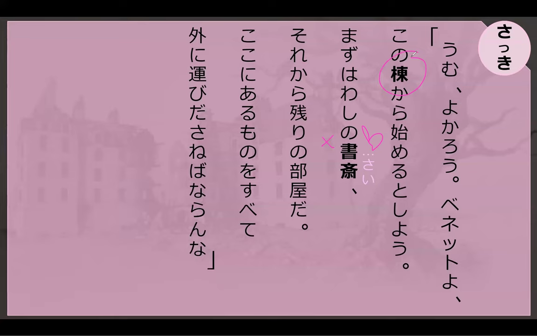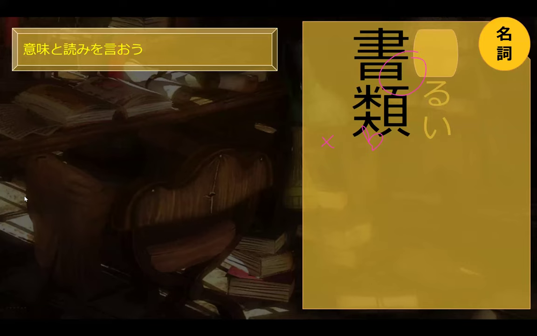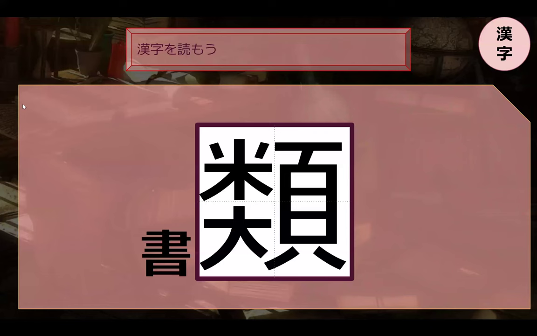Tall. Tall is the tower. Can you read this word for me? It's the word for tall. Shōrui. Shōrui means documents, something you find in a shōsai.